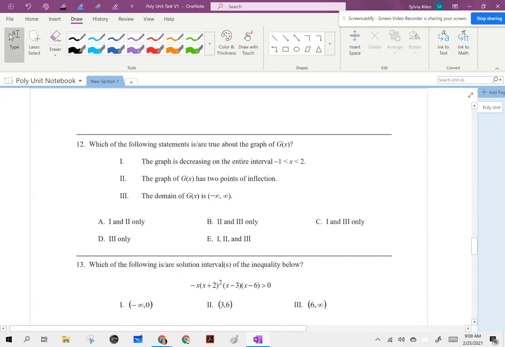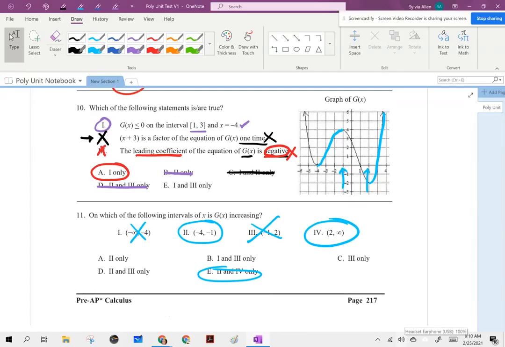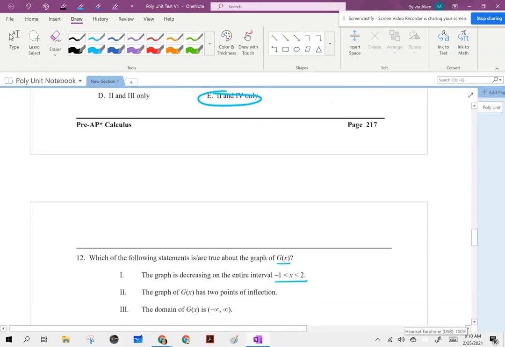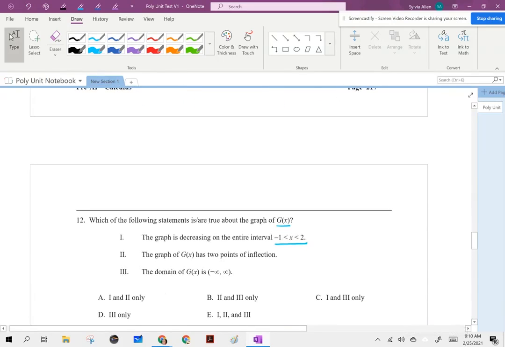12, which of the following statements are true about the graph of g of x? So the graph is decreasing on the entire interval from -1 to 2. So let's take a look. Where is it decreasing? From -1 to 2. That's not the only place, but it is going to be decreasing on this entire interval. It doesn't say that's the only place. It just says the graph is decreasing on this entire interval.